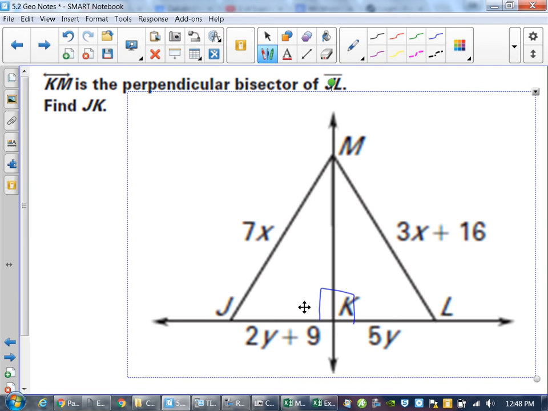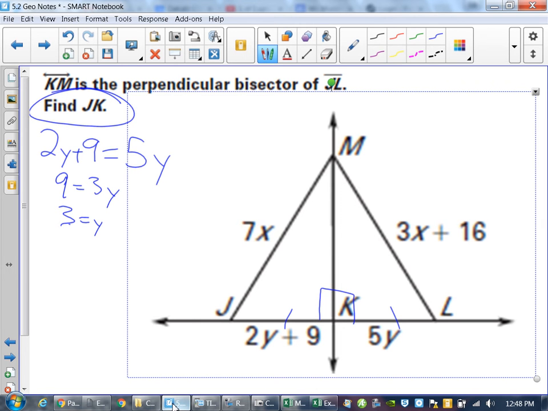You also know that these two segments have to be equal. So when you start working the algebra, you wind up with a two-step algebra problem. What do you do? Subtract 2y, good. Subtract 2y, you get 9 is 3y. Y is 3. But it asks you to find JK.